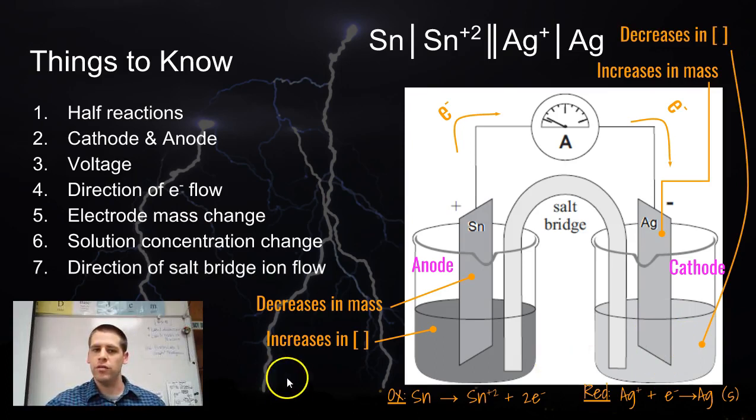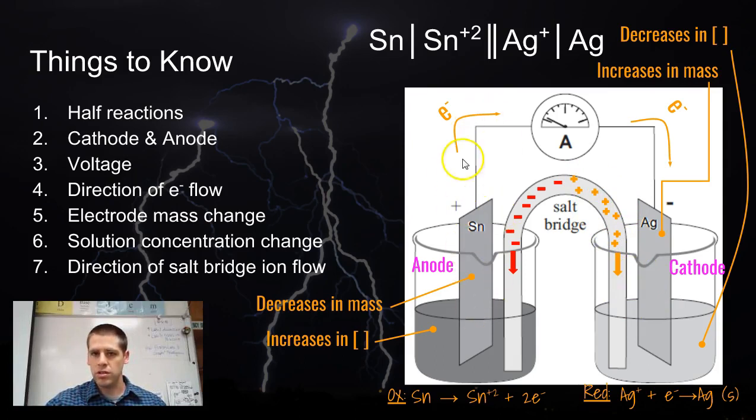Finally, the direction of salt bridge ion flow. So this salt bridge, I'm not really showing this here, but it has all kinds of ions in it, right? Positive and negative, because it's like sodium chloride or something like that. Which direction are the ions going to go? Pay attention to where your electrons are going. Since they're going from left to right, we're going to have a buildup of negative charge over here if we don't cancel that out by sending positive ions to this side.